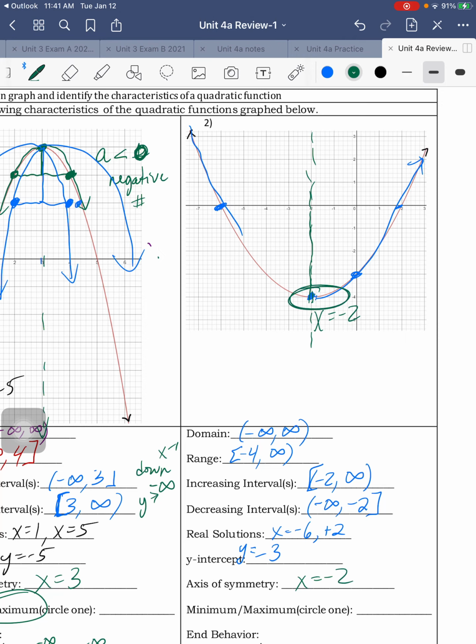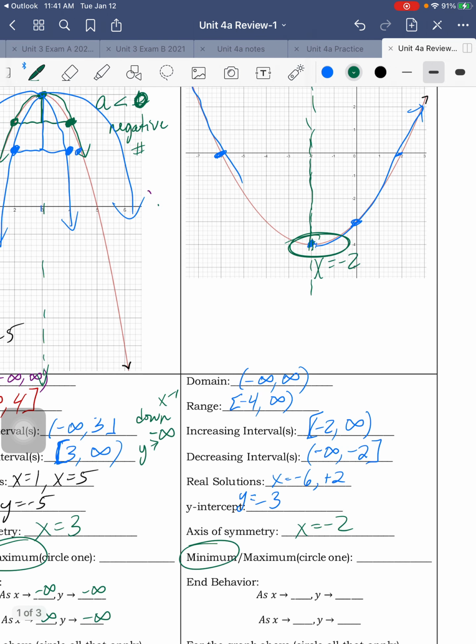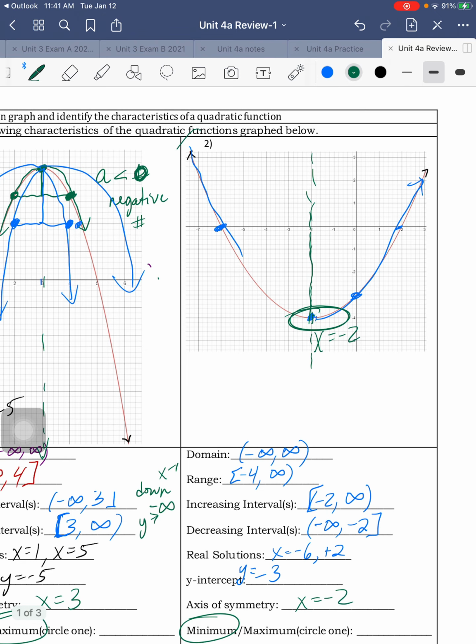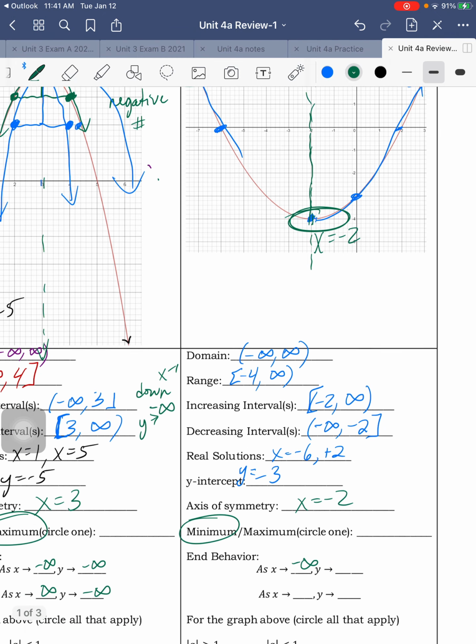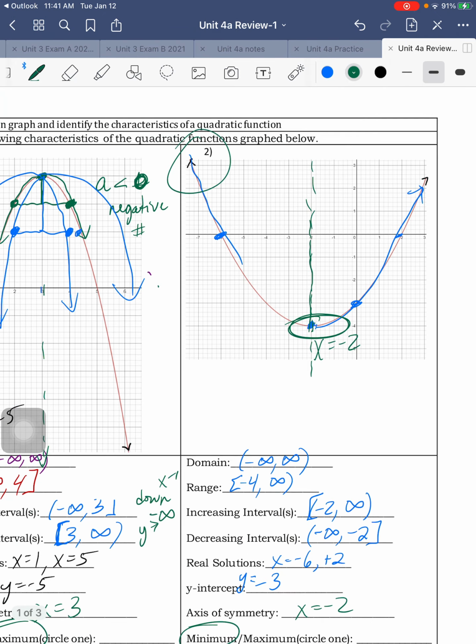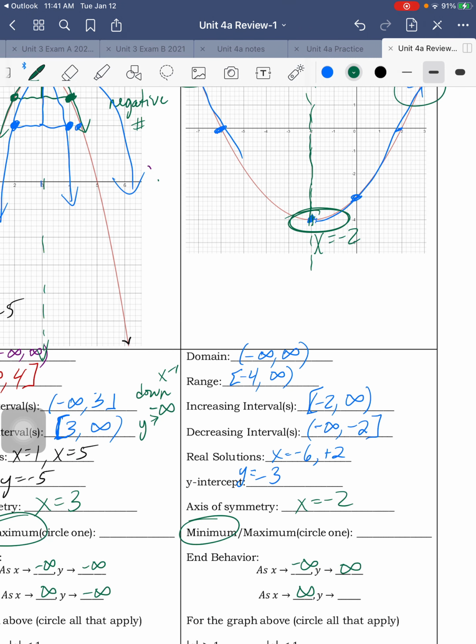Is it a minimum or maximum? Well, this is a minimum point. The vertex is the minimum point. End behavior, the left side is going left to negative infinity, and it's going up to positive infinity. The right side is going right to positive infinity, and it's going up to positive infinity.